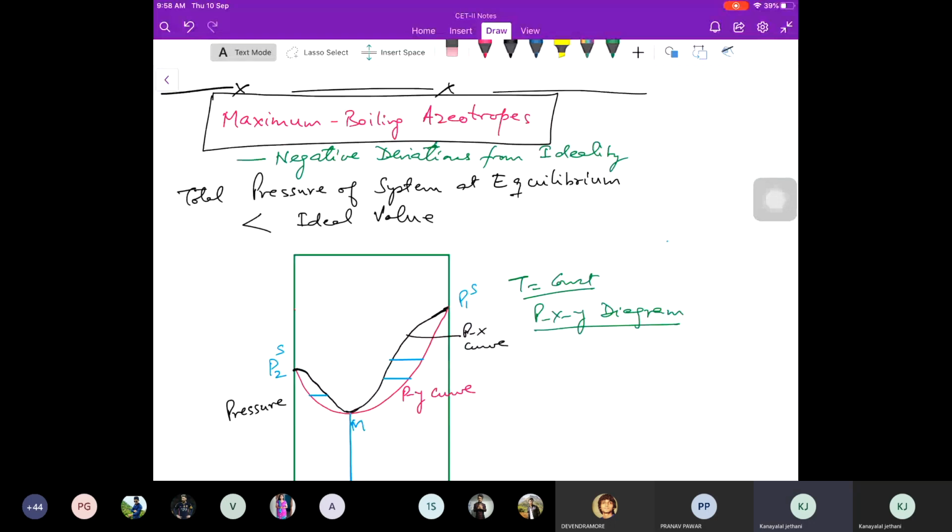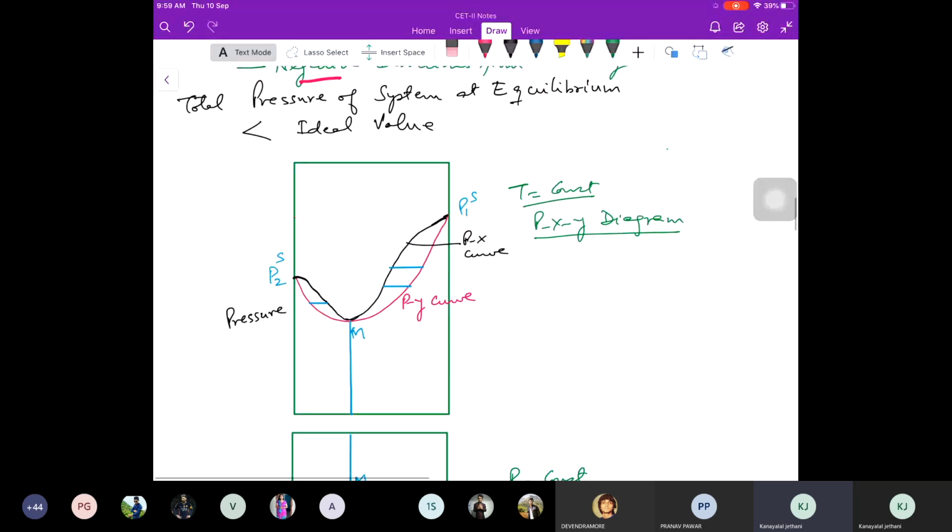Maximum boiling azeotrope. That one was minimum boiling, right? The temperature was less than both the components. Here the maximum temperature is more than both the components, right? And this is for negative deviation from ideality, and the total pressure of the system is less than the ideal value. We saw the definition of negative deviations. So if we take the PXY diagram, a concave curve comes, and again just like that one, the PY curve and PX curve will merge at this point.